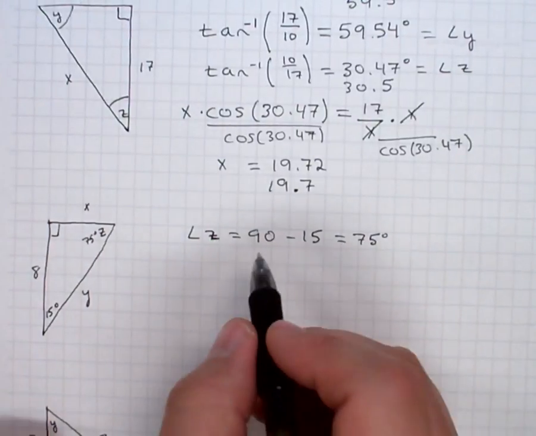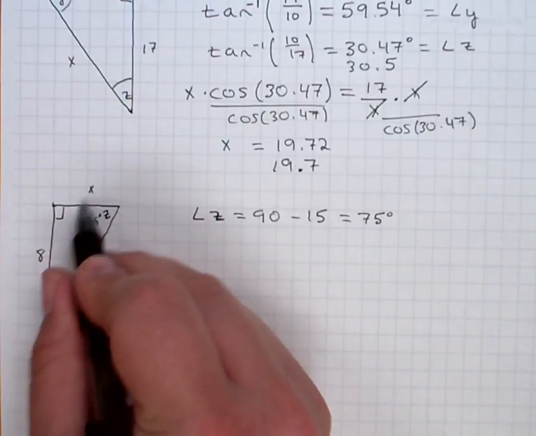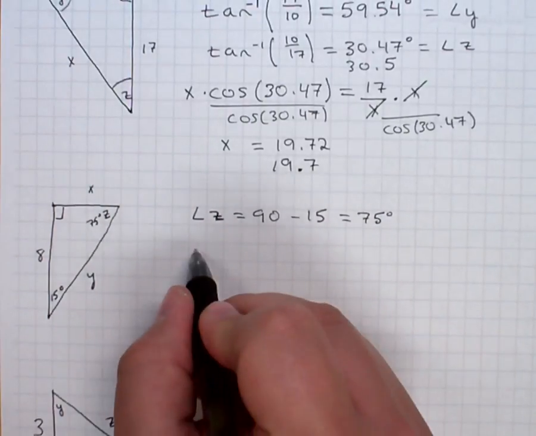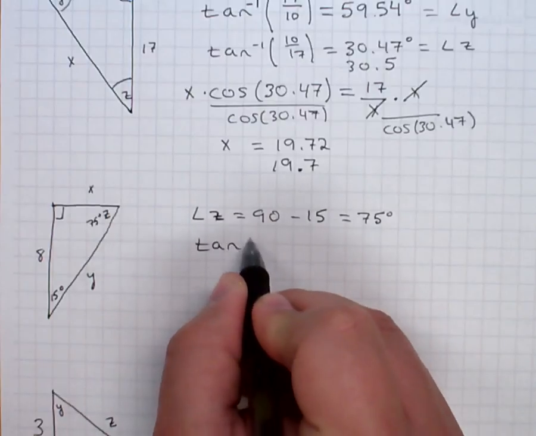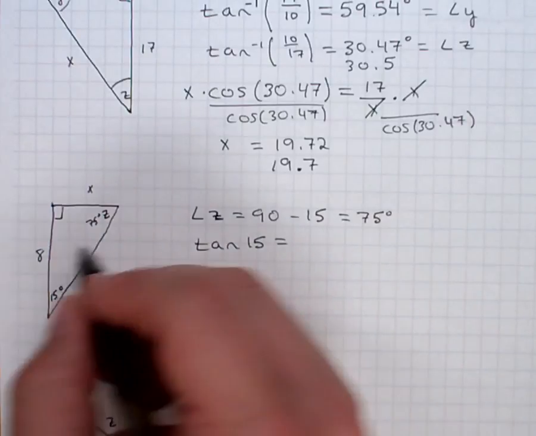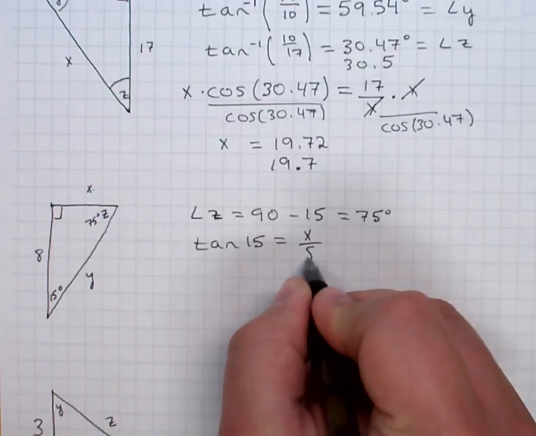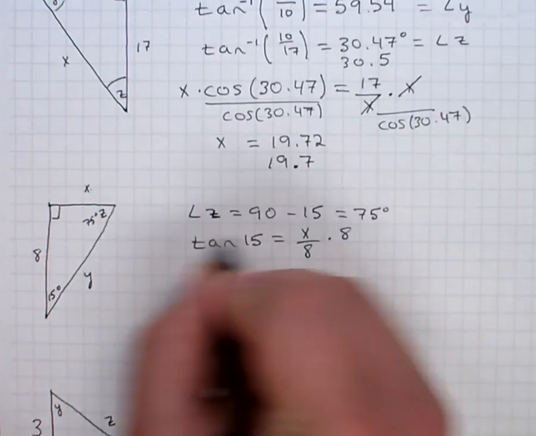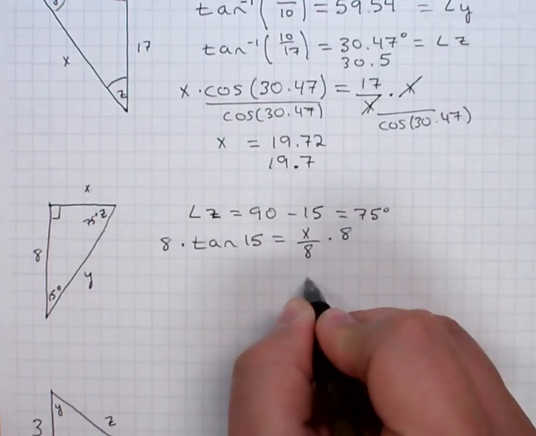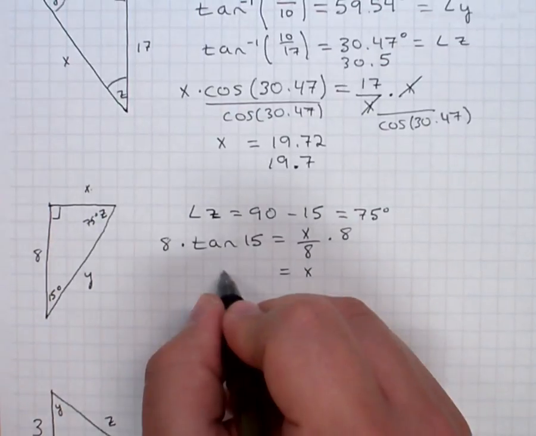Okay, so now I want to find x. So what ratio do I need to use? What's that? Tangent. So tangent of 15 equals x over 8, because we have opposite over adjacent. Okay, multiply by 8. And x ends up giving you what?